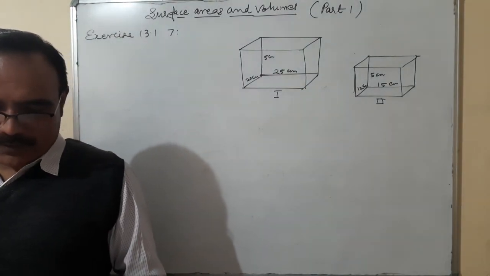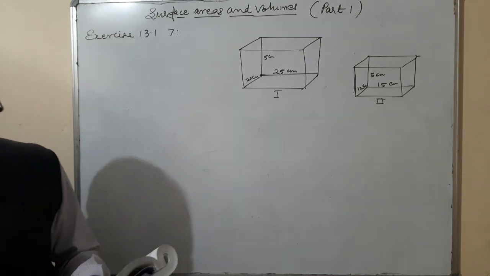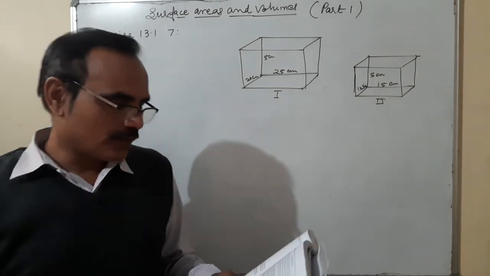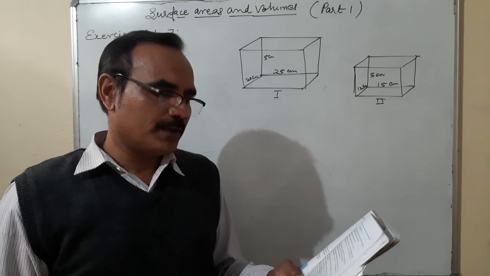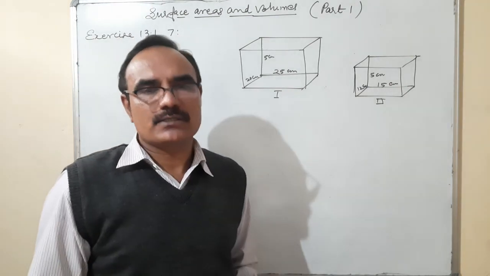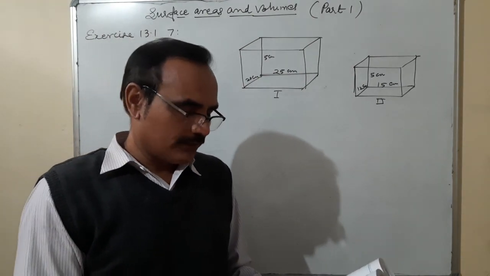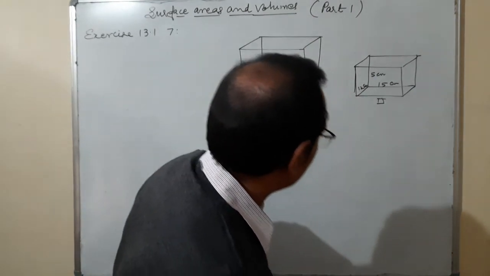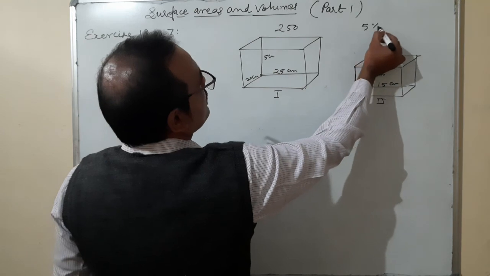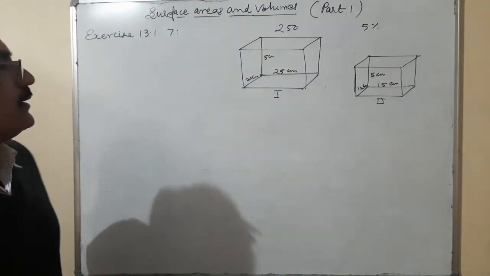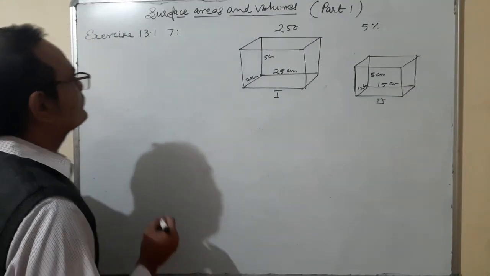Okay. For all the overlaps, 5% of the total surface area is required extra. If the cost of the cardboard is rupees 4 for 1000 centimeter square, find the cost of cardboard required for supplying 250 boxes of each kind. 250 boxes and 5% extra for overlap. Right. So first of all, we are going to find the total surface area, TSA, of box 1.